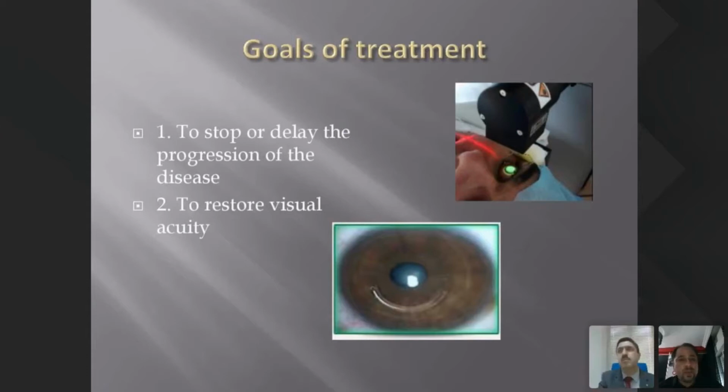Whenever you face any patient with keratoconus, you have in mind two goals of treatment. The first goal is to stop or delay the progression of the disease. And the second goal is, of course, why the patient is coming to your clinic: to improve and restore vision and cause visual rehabilitation for the patient. So again, when you face a patient with keratoconus, you always keep these two goals in your mind. First, you have to stop the disease because it's a progressive disease. And the second goal is to restore visual acuity and visual rehabilitation.